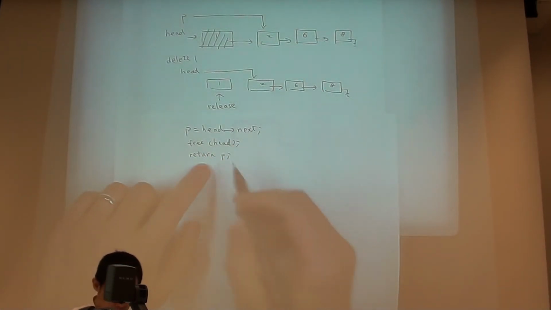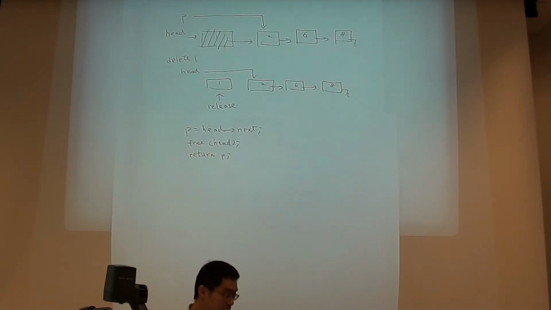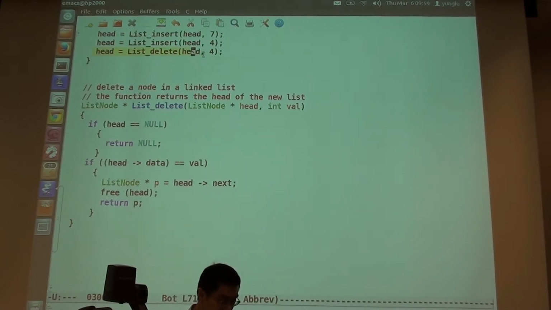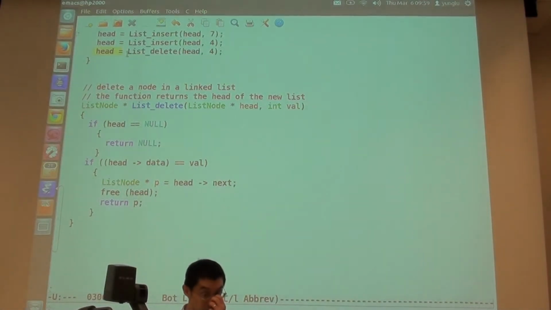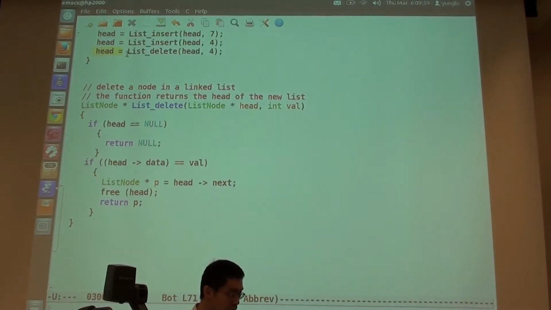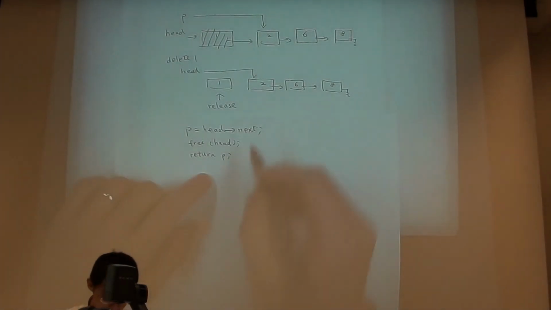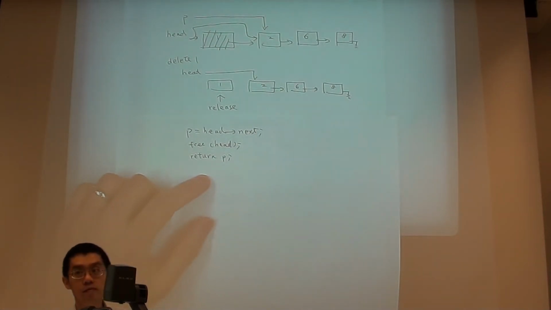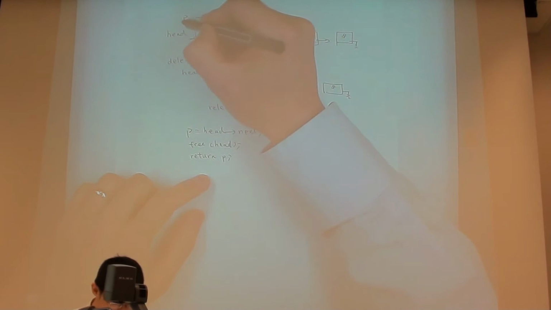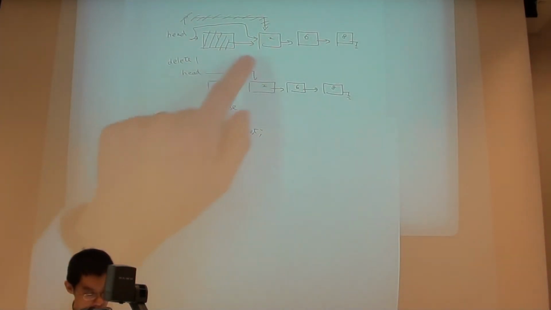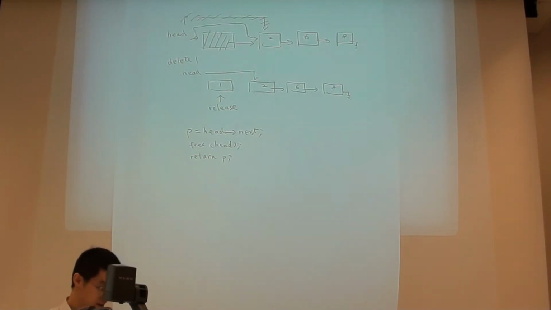Since this function is called by assigning the value back into head, pay attention to this assignment. Therefore, when the function finishes, you are going to make head point here. When the function finishes, P is gone because P is a local variable. So your new list will be this way, and that's exactly what we want.